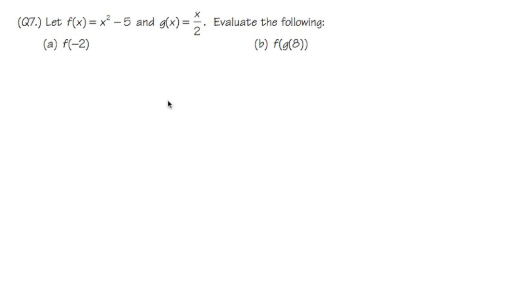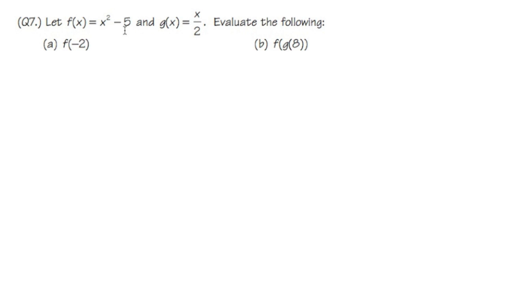Okay, for number 7, we have two functions. f of x is equal to x squared minus 5, and g of x is equal to x over 2. We are going to evaluate these two expressions. For the first part, we are going to do f of negative 2. This means we are just going to refer back to our formula. Just think about a function like a formula.